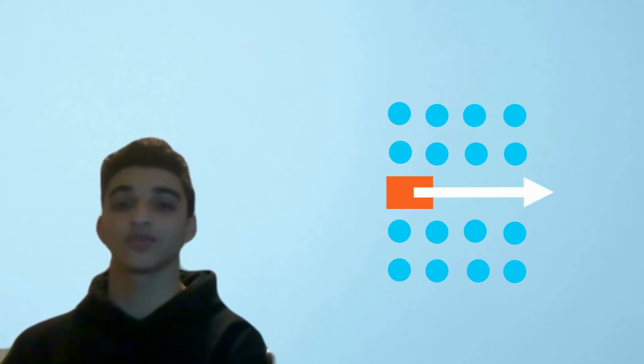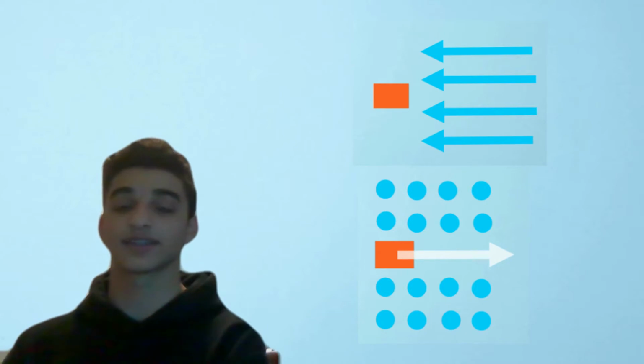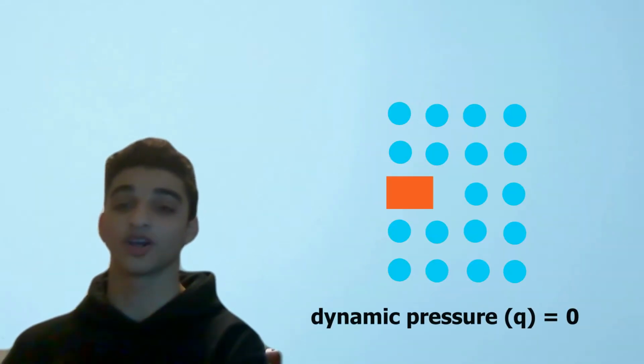In terms of drag, we can use these reference frames to realize that the dynamic pressure can only be zero if the object and the fluid are both at rest. In regards to the other two variables, the frontal area of an object cannot be zero, as this means the object doesn't exist, and the same can be said for the drag coefficient.